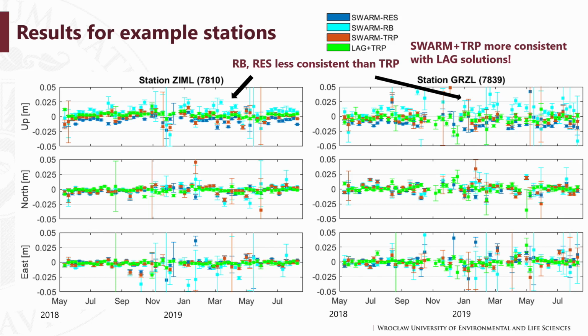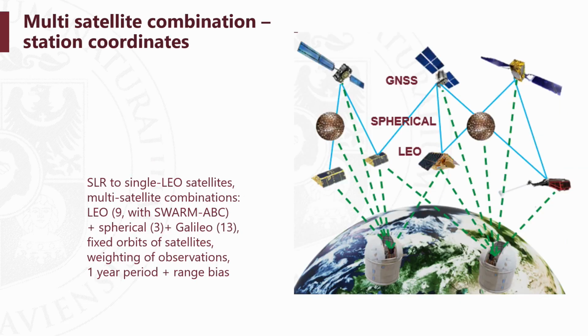This slide presents the time series for two selected stations, north, east and up components, for our test. We can also see here the nice, millimeter-level consistency between particular solutions. However, the solutions with range biases or without modeling of any systematic effects are less consistent than the solutions when we introduce the tropospheric biases.